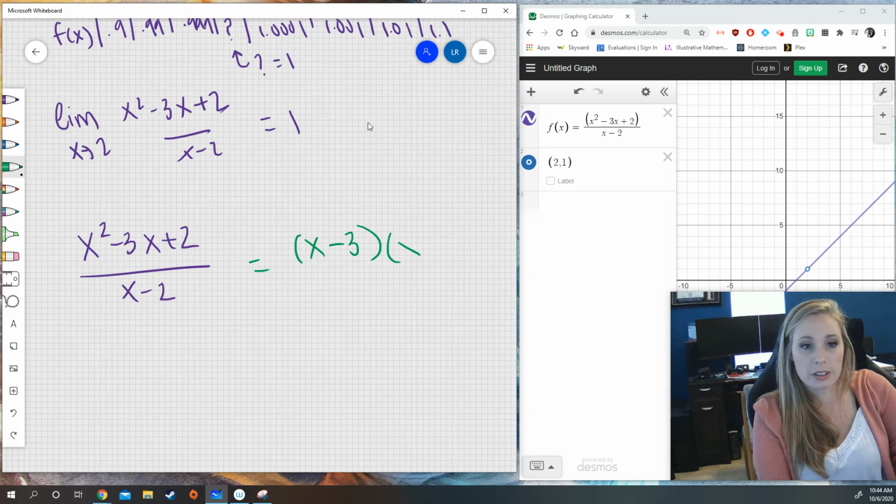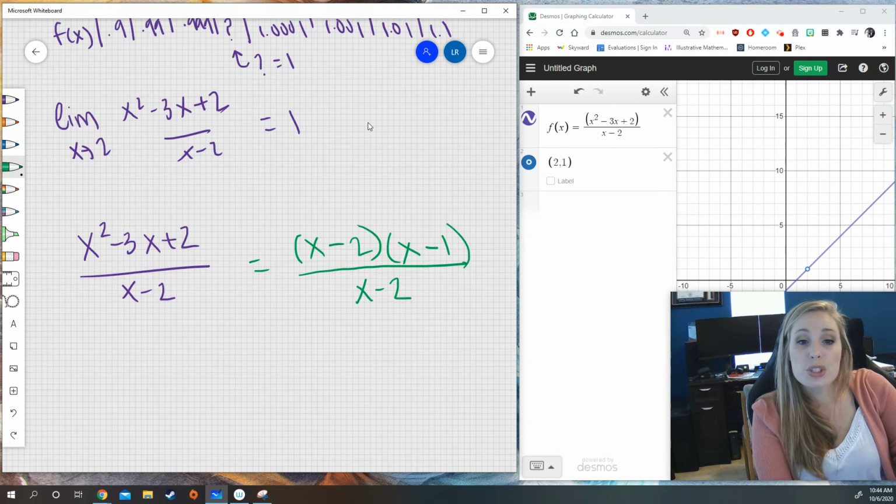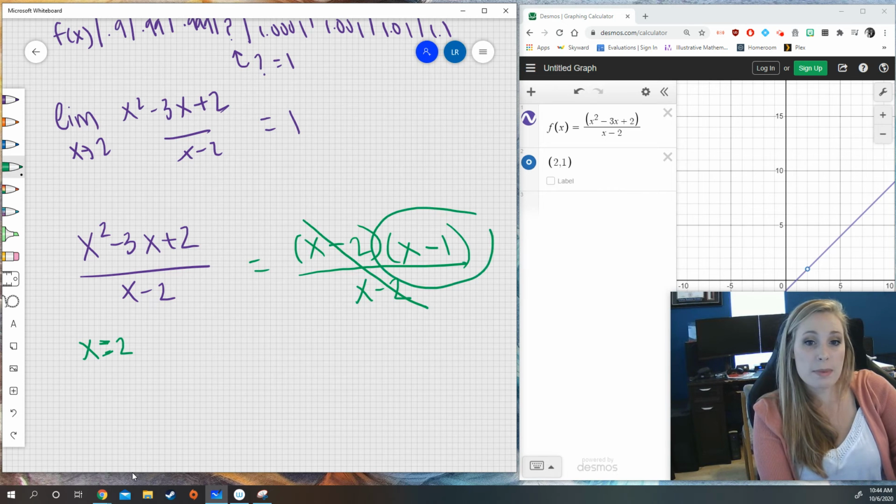So when you simplify this in pre-calculus, you factored the numerator: x minus 2 and x minus 1, because negative 2 times negative 1 is positive 2, and negative 2 plus negative 1 is negative 3. Then you would cross out any like factors, but we'd have to note off to the side that I crossed off something, so x cannot be equal to 2. My simplified function here is x minus 1.